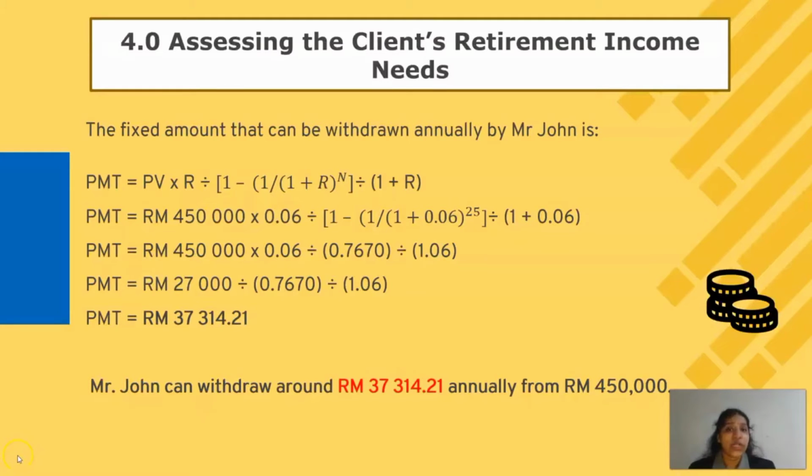Next, we're going to look into Mr. John's retirement income needs. In order to have a comfortable retirement, Mr. John needs around 80% of his pre-retirement annual income. Mr. John's post-retirement income needs can be estimated from his pre-retirement income.